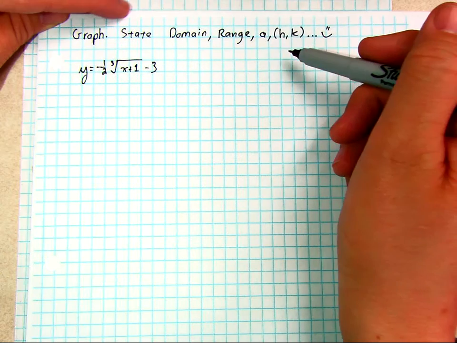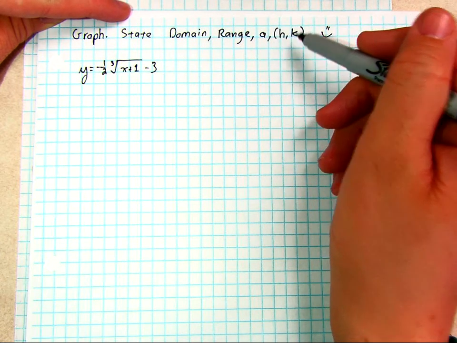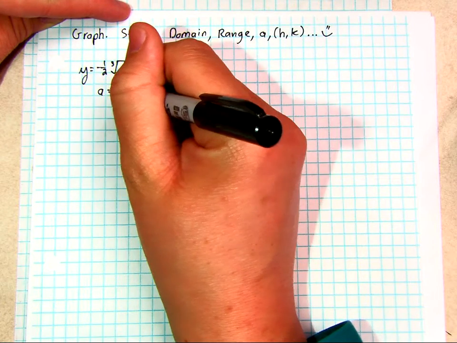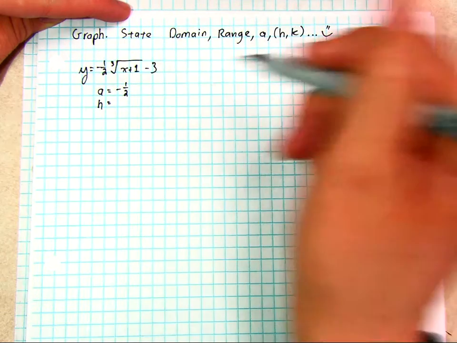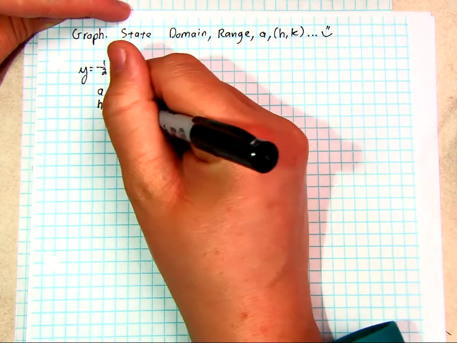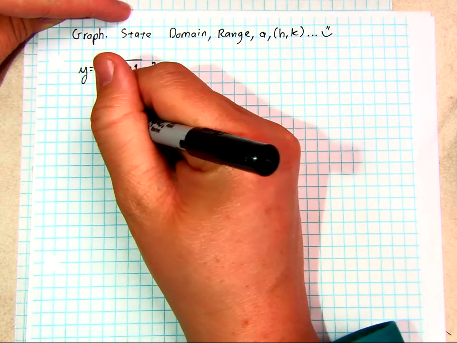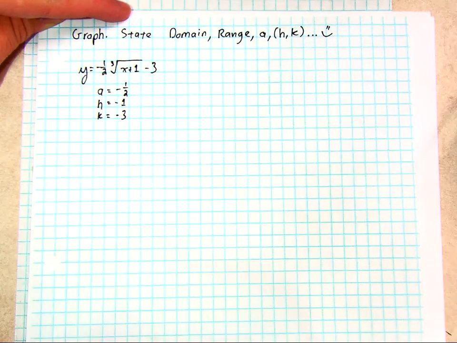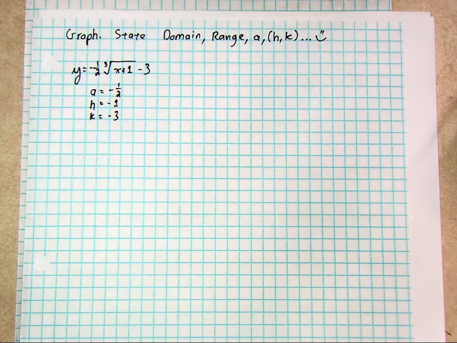First thing they want us to do is identify the amplitude, well, A, H, and K. In this case, A is negative 1/2. H is negative 1. Remember, we take the opposite of what we see right there. K is negative 3. Okay. So far, so good.